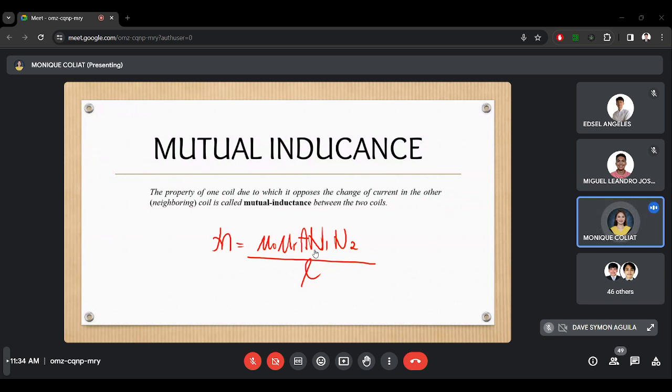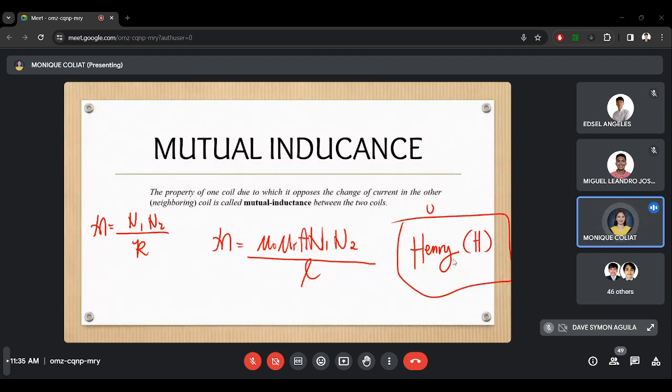Do we have other formulas? To get the mutual inductance, we also have N1 times N2 over reluctance. You can use that also in getting the mutual inductance. That is still inductance, so its unit is still H, or Henry, capital letter H.